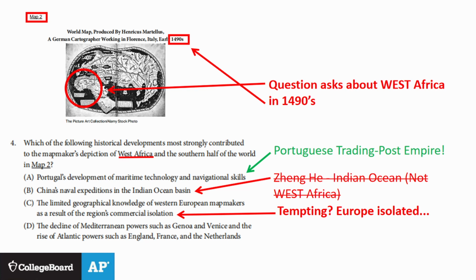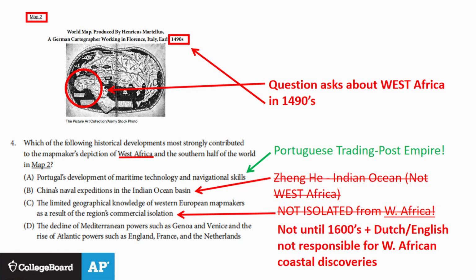C might be a tempting choice because Europe was isolated in the time before this, and was still isolated from much of world trade even in this time period. But they weren't isolated from West Africa. In fact, it's really only Europeans and West Africans that are involved in ocean trade in this area by this point. So actually C is definitely wrong. D is also outside the time period. This doesn't happen until the 1600s, and we can't give the Dutch and English credit for knowledge of the African coast. That came before with the Portuguese.